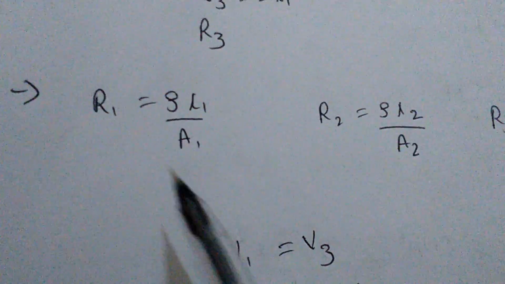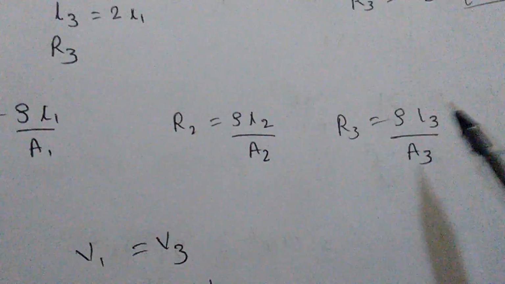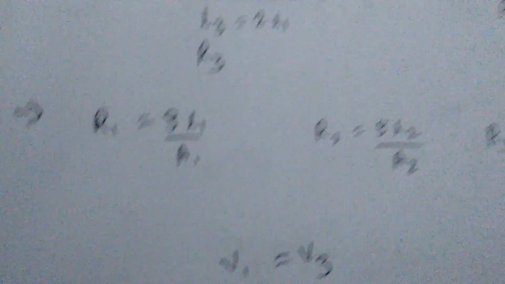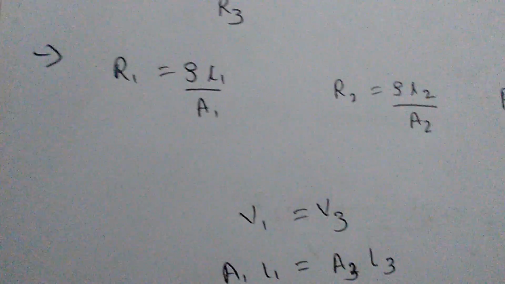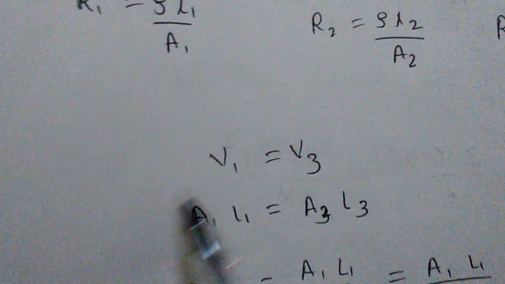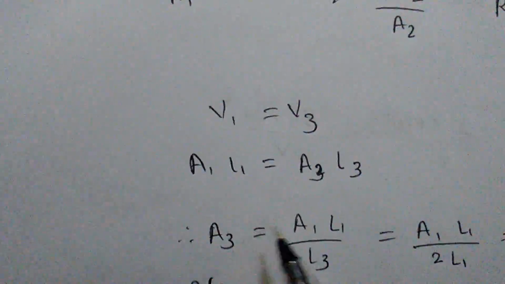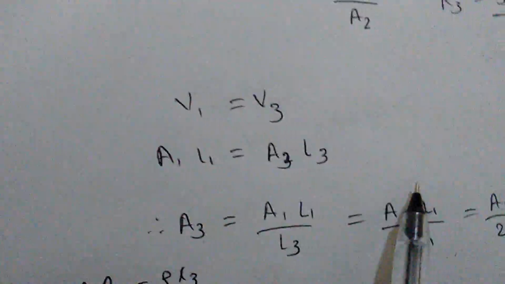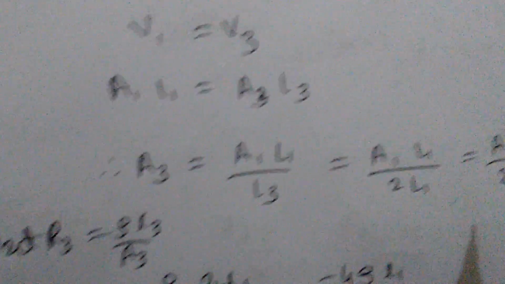Now we have the equations: R1 is equal to rho L1 by A1, R2 is equal to rho L2 by A2, and R3 is equal to rho L3 by A3. But if we follow the first and third wire only, we can say that V1 will be equal to V3. We are changing the length, so of course the area is going to change, but the volume will remain constant, and that's why V1 is equal to V3. V1 is equal to A1 L1, V3 is equal to A3 L3. So A3 will be equal to A1 L1 upon L3, that is A1 L1 upon 2 times L1. L1 and L1 cancel, so A3 is equal to A1 by 2.